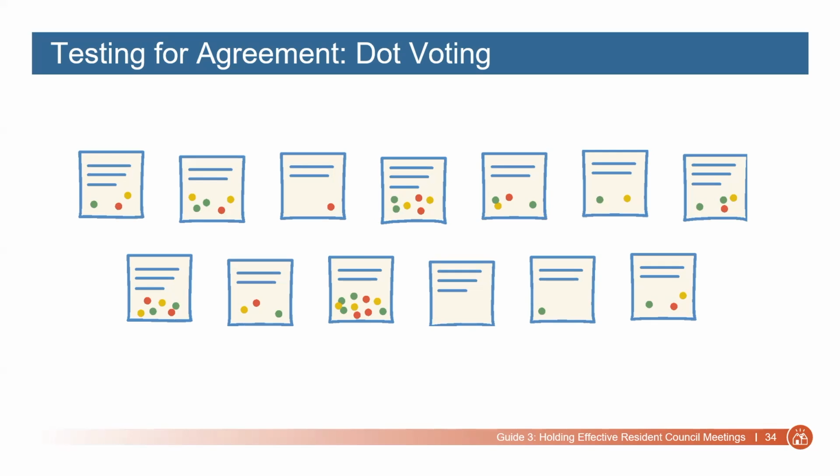Dots can be made with a marker or a sticker. Limit the number of votes. For example, if there are 20 ideas, give everyone 5 votes.